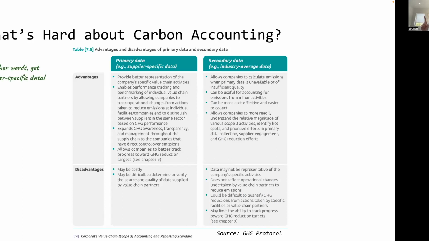But what's really hard about carbon accounting is getting the data, okay? Getting the right data. This is from the Greenhouse Gas Protocol, which is the standard for calculating carbon emissions for corporations. And what they're asking for here, I just took it verbatim from their document, is they want you to use supplier-specific emissions data for the products and the services that you're actually purchasing, rather than industry averages and model data. But they'll freely admit that it's costly and difficult to determine and verify the source and quality. It says it right there. Okay, this is hard already.